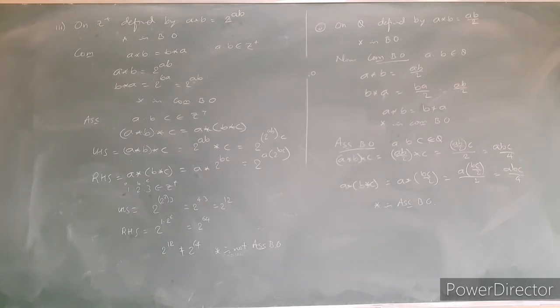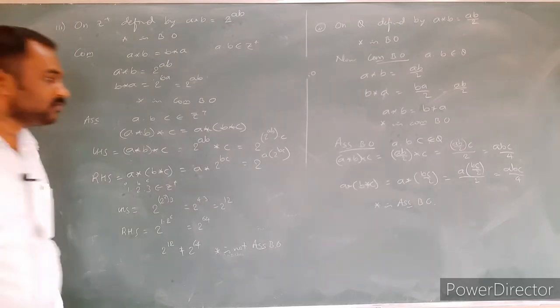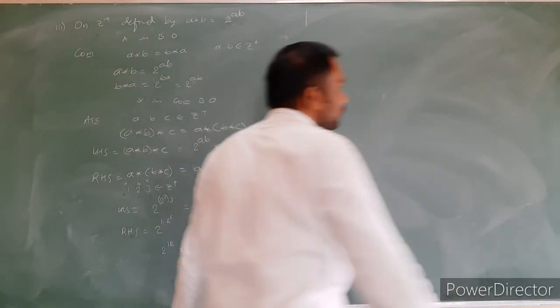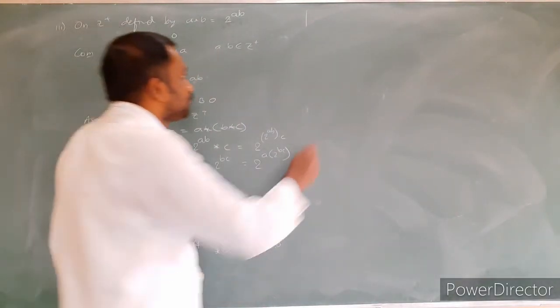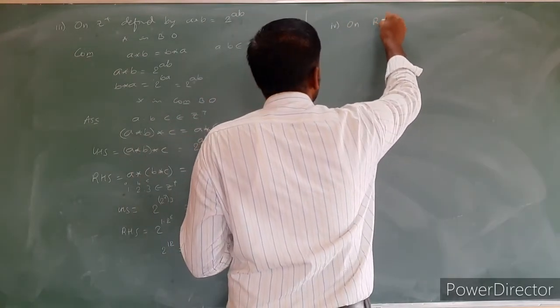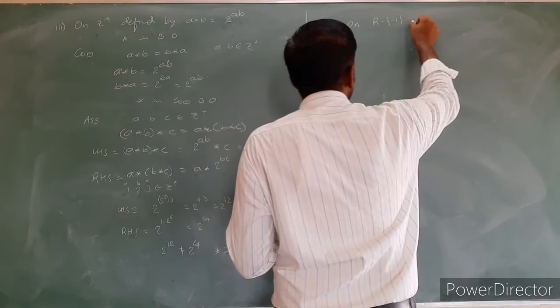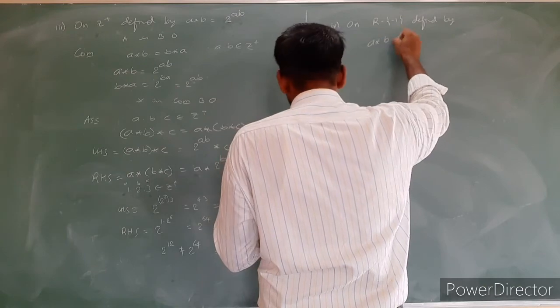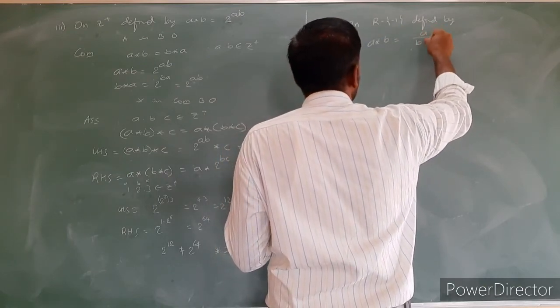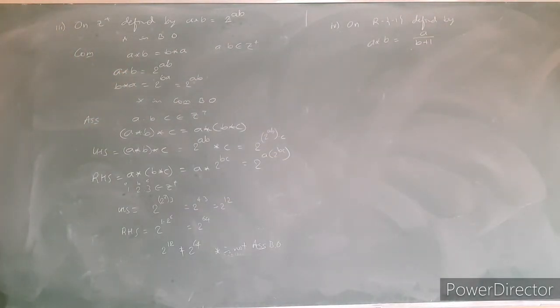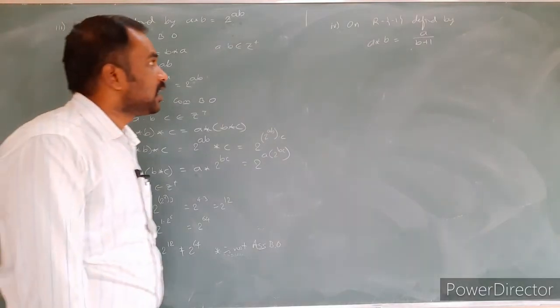In the same way we can easily take the remaining problems. Let's take one more, the last example for this video. Fourth example: on the set of real numbers R minus {-1}, defined by a star b is equal to a divided by b plus 1. Check whether it is a binary operation, a commutative binary operation and an associative binary operation.